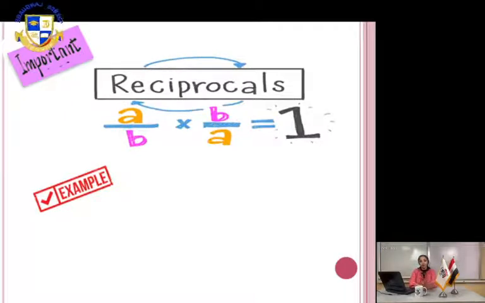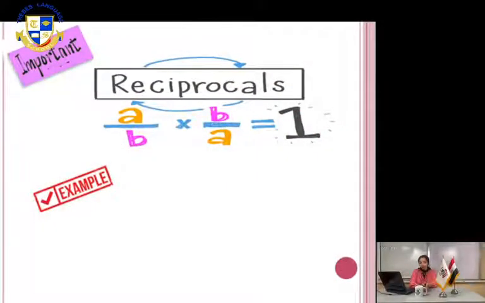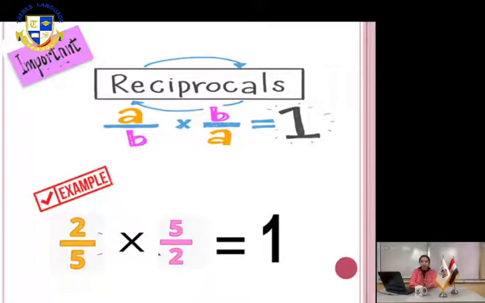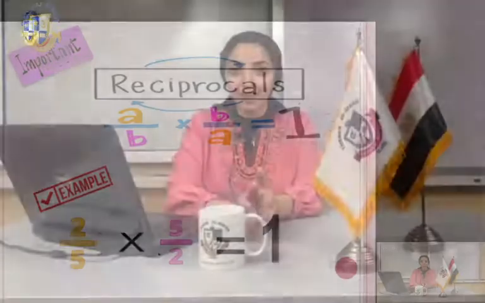Okay. When we multiply any two reciprocal numbers, the final answer has to be 1. How? Look here. A over B multiplied by B over A equals 1. For example, if we have 2 over 5 multiplied by 5 over 2. Let's do it. 2 by 5 equals 10 and 5 by 2 equals 10. 10 over 10 equals 1. And here we have to know, when we multiply any reciprocal fractions, the final answer has to be 1.